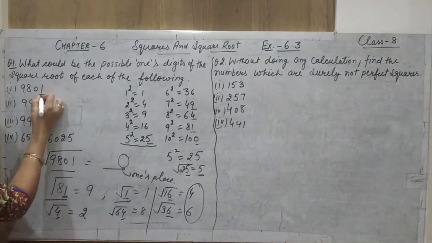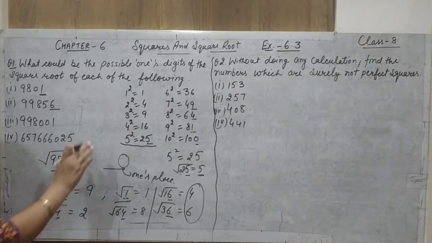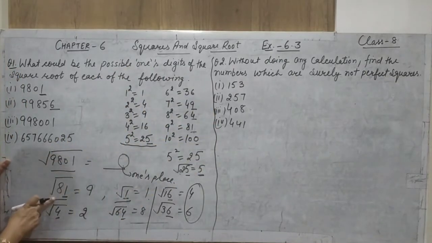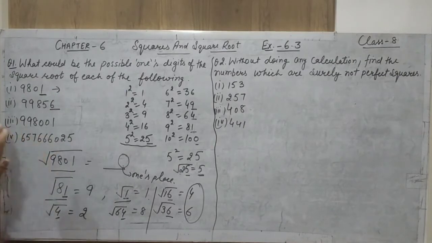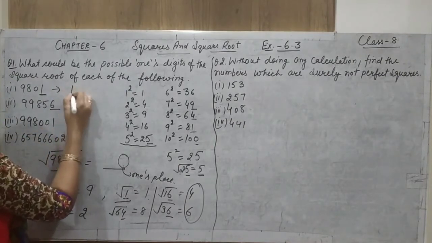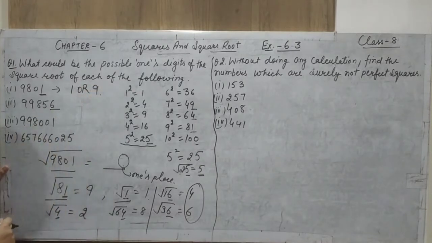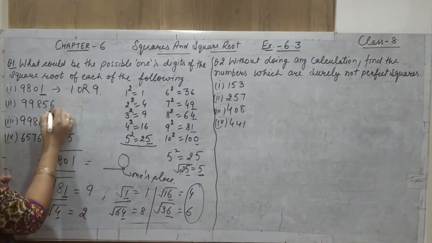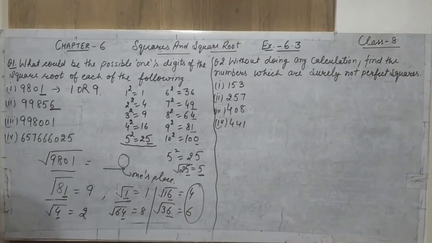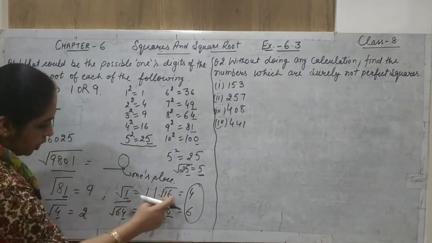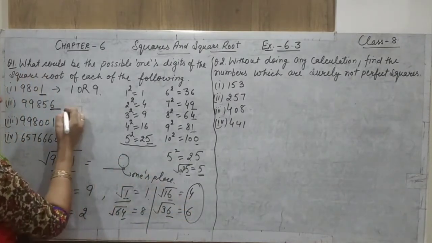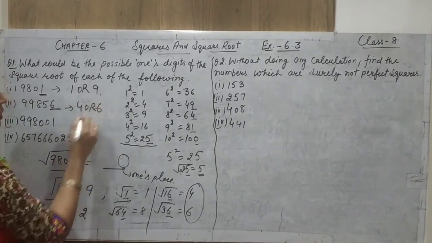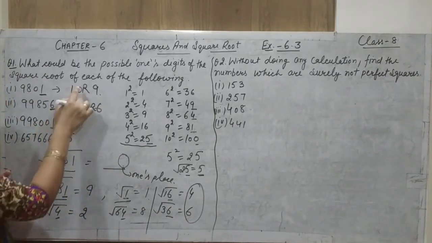Similarly, now compare with our question. What is the unit place filled by? 1. So from these calculations, we can say that if the unit place is filled with 1 for the square root, the answer may be 1 or 9. And if in the question the unit place is filled by 6, you can see from these two, the answer may be 4 or 6. Next, for 1, we have already done it.